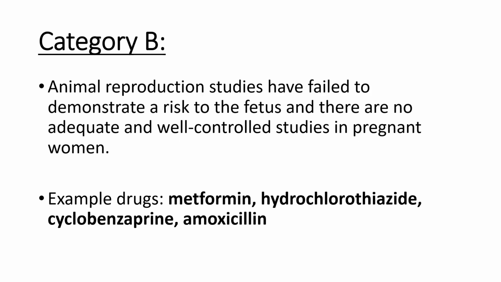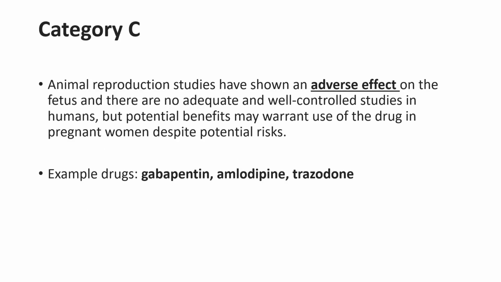Category B includes drugs where animal reproductive studies have failed to demonstrate a risk to the fetus, and there are no adequate and well-controlled studies in pregnant women. Examples of these drugs include metformin, hydrochlorothiazide, cyclobenzaprine, amoxicillin.